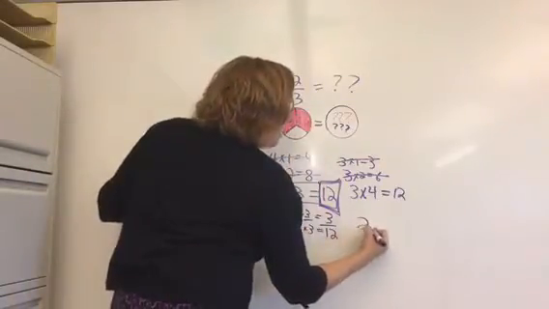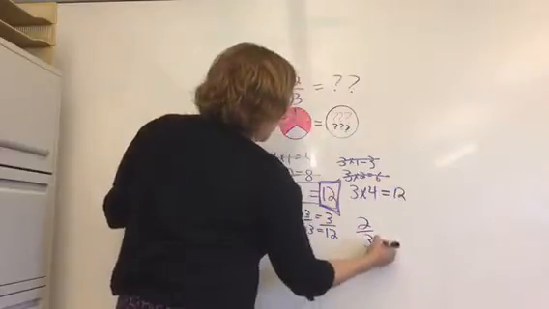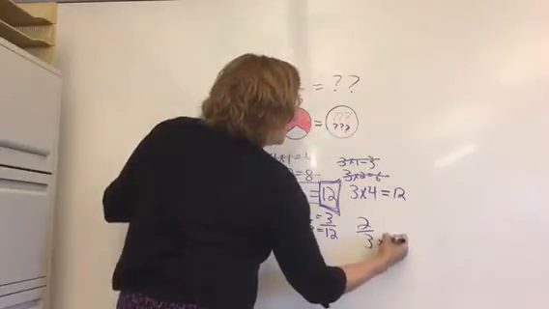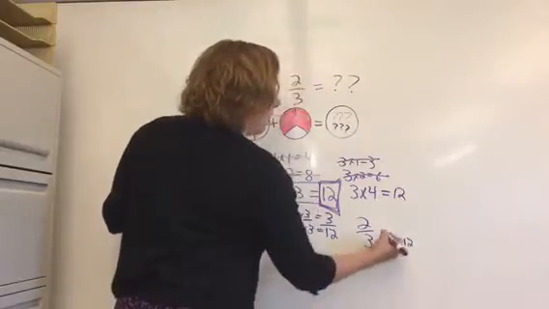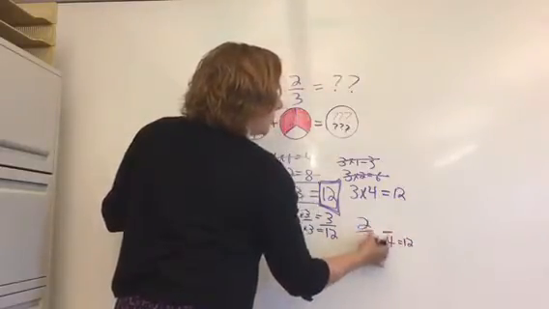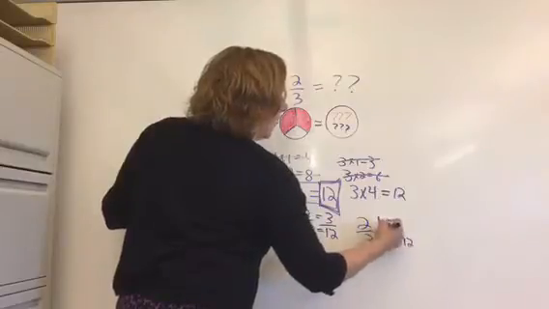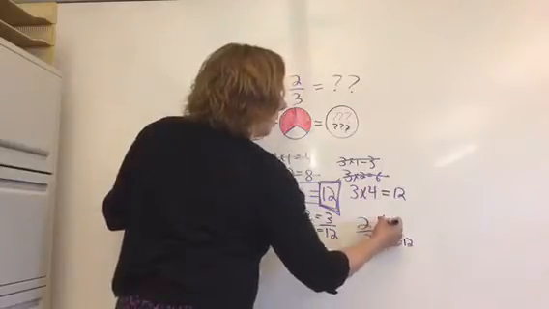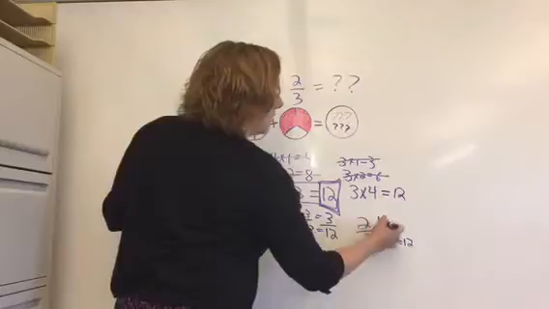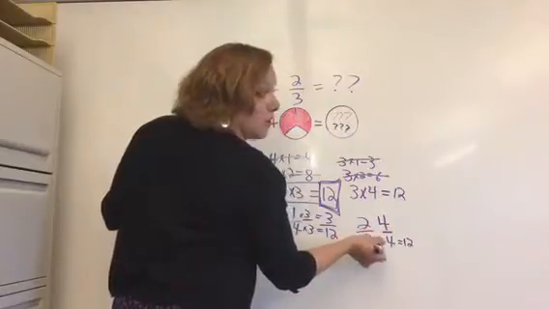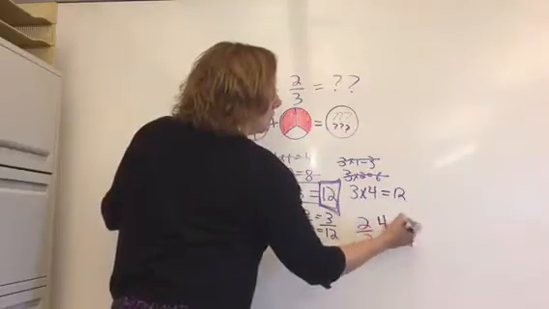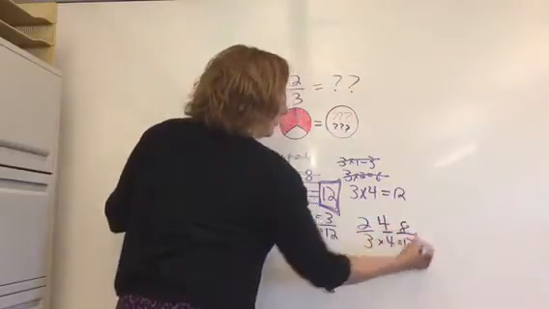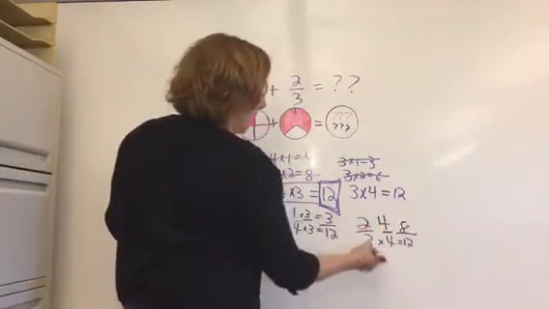So I know that I need to multiply this 3 times 4 to give me 12. Now, in order to keep this an equivalent fraction, I need to multiply this top number by 4. The numerator needs to be multiplied by 4 also to keep 4 over 4, which is equal to 1. 2 times 4 equals 8, and I end up with 8/12.